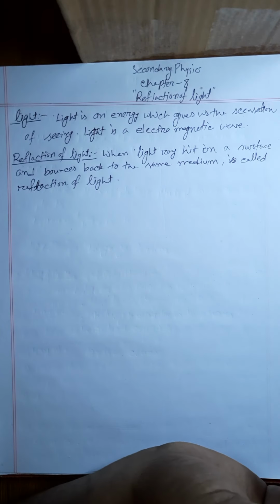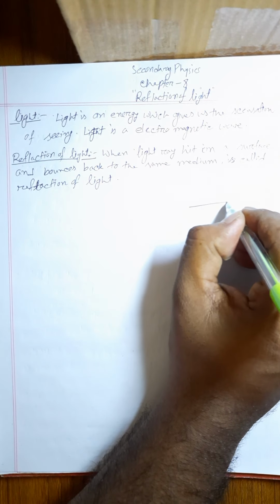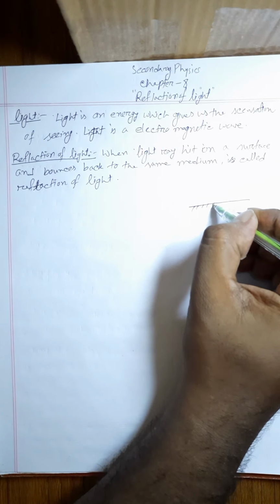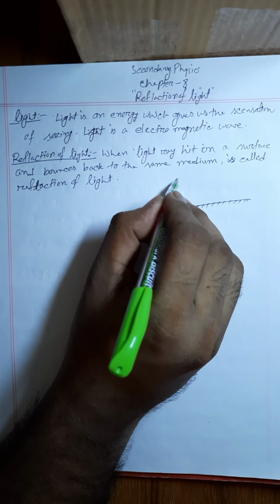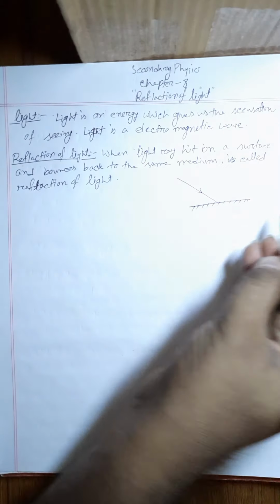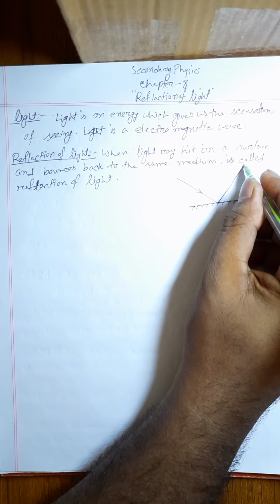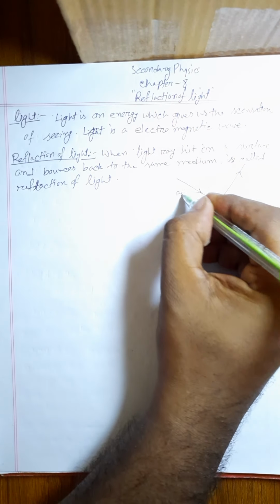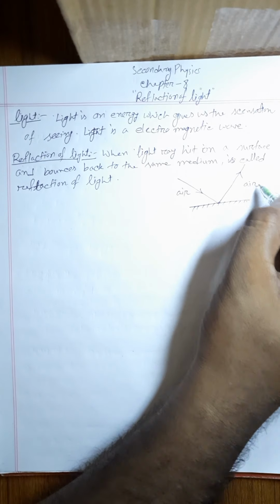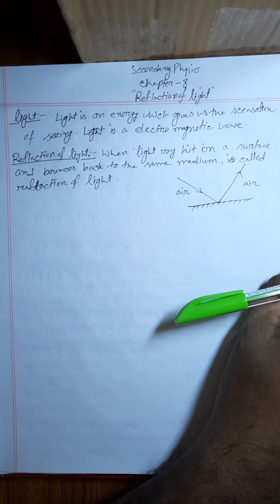Okay, now we can show it through a figure. Let's see this figure. This is a surface. Light comes and hits on the surface and then bounces back to the same medium. That means this is an air medium. It also goes to the air medium. This phenomenon is called reflection of light.